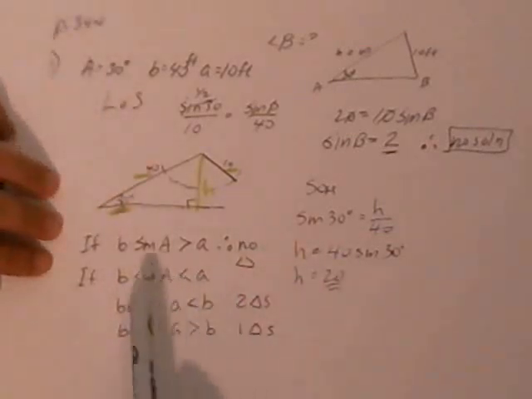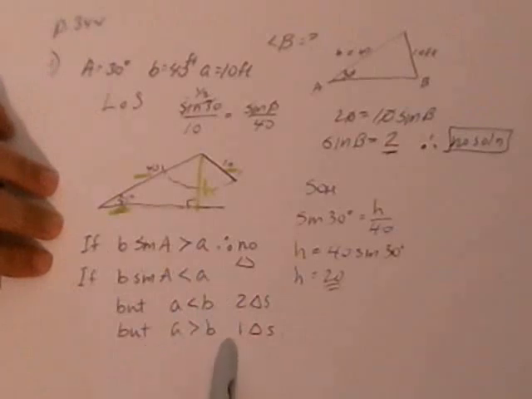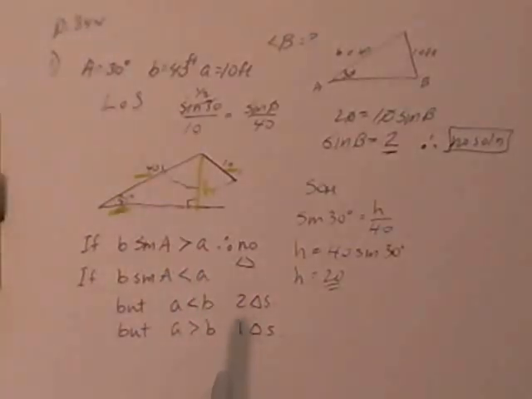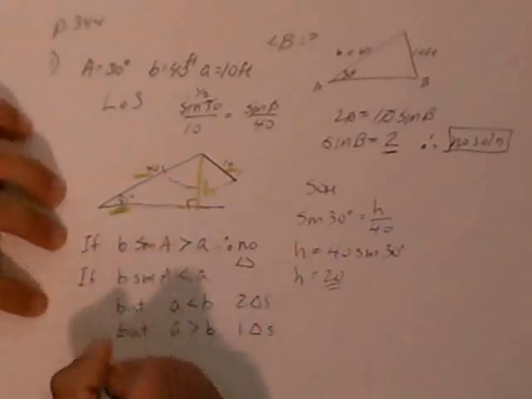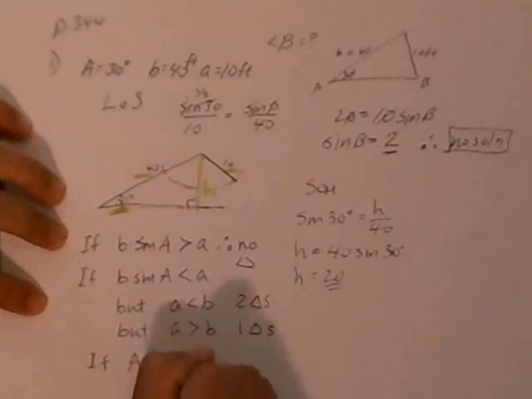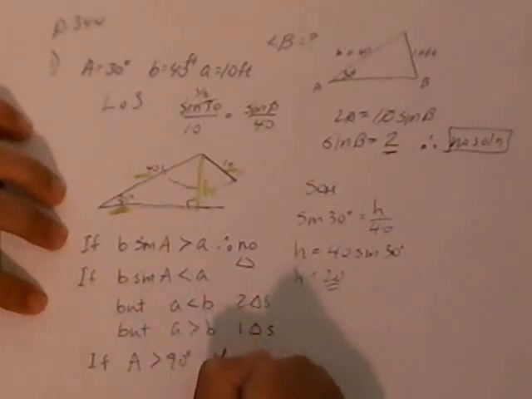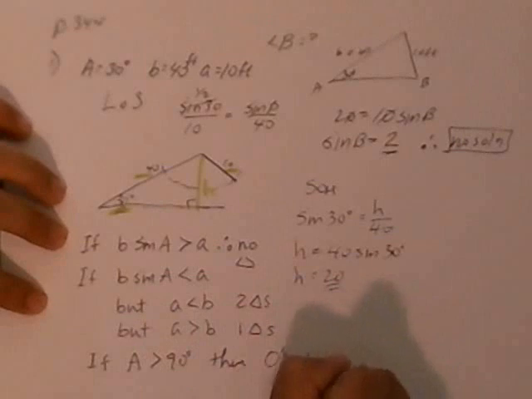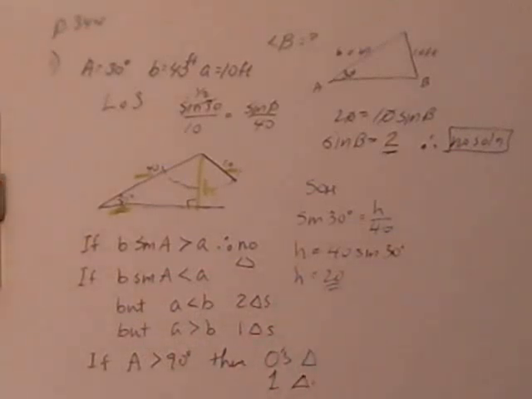So you have a lot of rules of the ambiguous case, the unclear cases. You've got to make sure you know some of this. It's in the book. It's sometimes a little bit bad. You're going to have to muddle through some of the reasons why that happens. Okay, and of course, if angle A is greater than 90 degrees, then either 0 triangles or 1 triangle. Okay, so that's the information set.